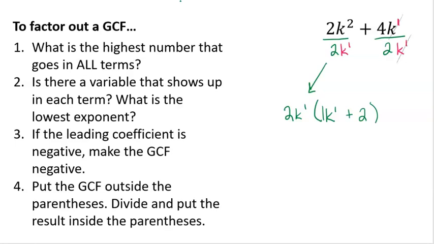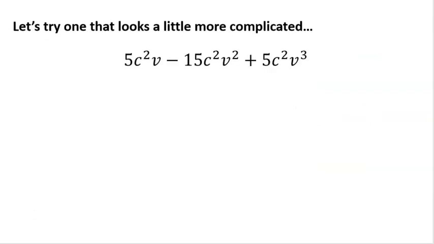Now that I have all this, I know that that's going to be 2k, I don't need the 1 as an exponent, times k plus 2. I don't need 1 as a coefficient, and I don't need 1 as an exponent. So this would be my answer. Now let's try one that's a little bit more complicated.